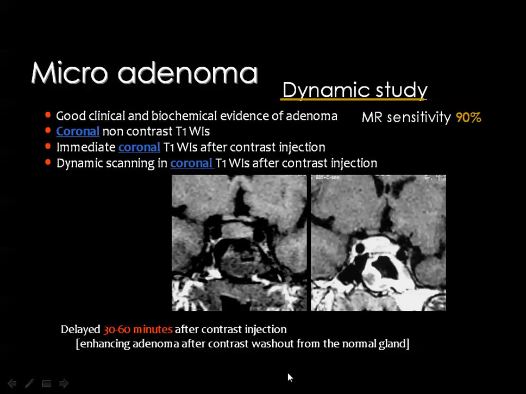Then, because of the greater sensitivity of the dynamic study in MR imaging of the pituitary gland, it is now considered a routine part of the protocol of pituitary imaging. By dynamic study, we mean that we inject a contrast medium, gadolinium, as a bolus, and we scan rapidly the pituitary gland in order to appreciate the difference between the enhancement of the pituitary gland and the enhancement of the pituitary microadenoma.